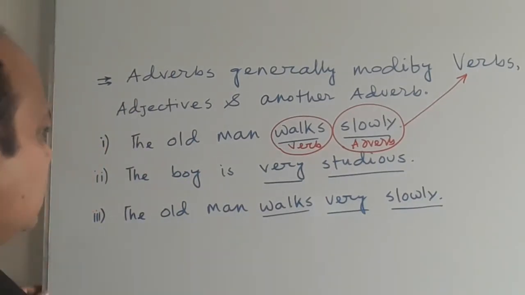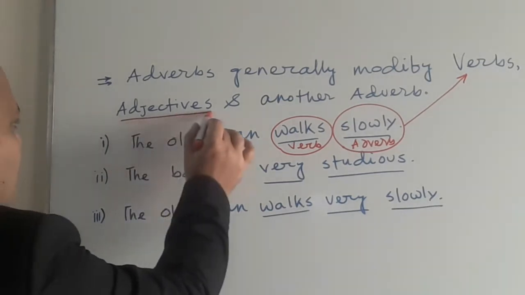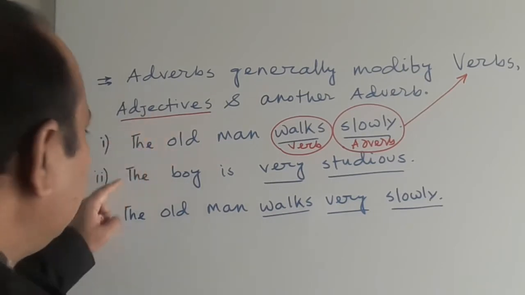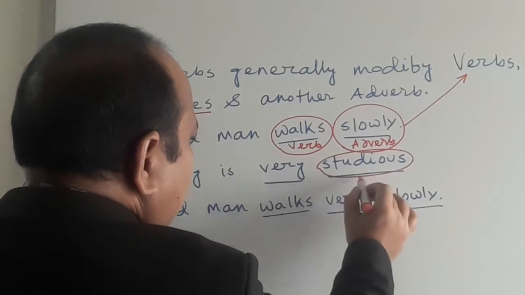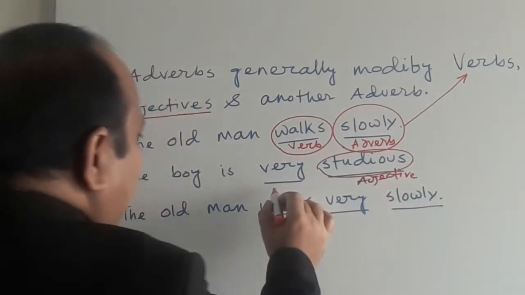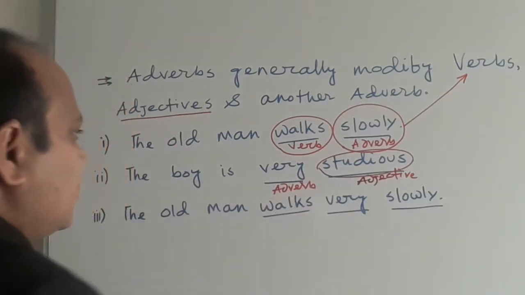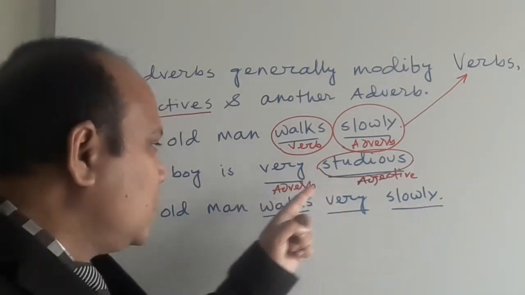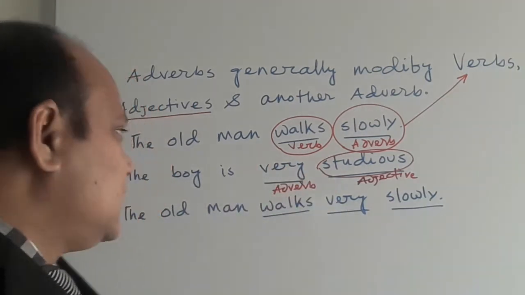Now second example, the boy is very studious. This is how an adverb modifies an adjective. Look at the example. The boy is very studious. Here studious is an adjective, and very is an adverb. And if you ask the question how much studious, the answer would be very studious. And this way, the adverb very modifies the adjective studious.